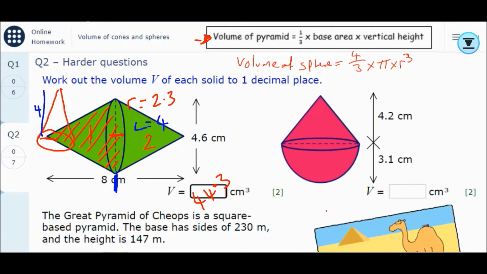The same thing on the question, the pink one on the right hand side. I want to find the radius, so my radius.